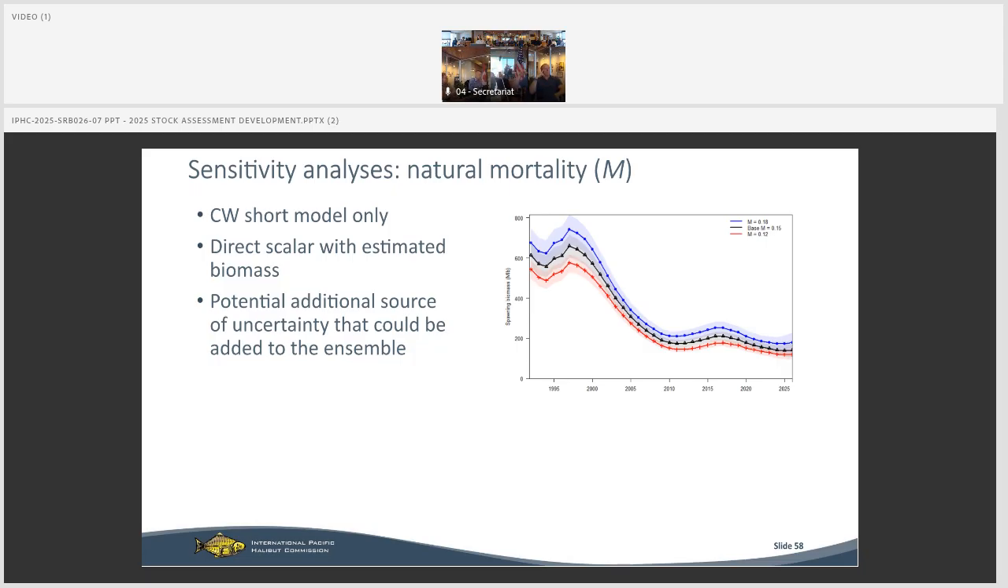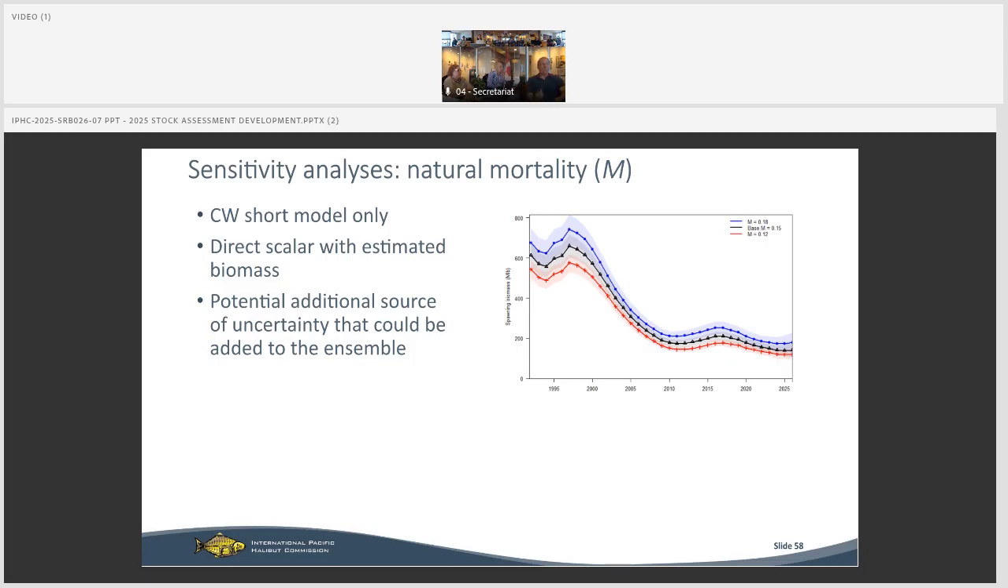This model is often the lowest model in the set, and so it could have some implications for the TCU. As we saw in 2022, when we moved to the coastwide areas-as-fleet model, we estimated M, it went to a higher M, where collectively the distribution from the ensemble shifted up. We ended up with a perception of the stock being larger and more productive than it was before.